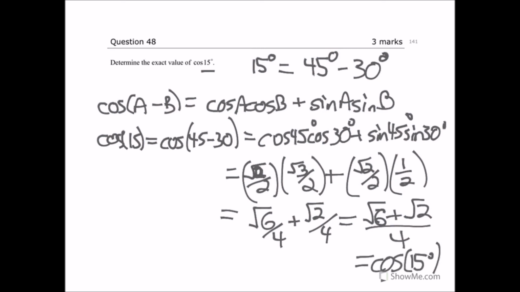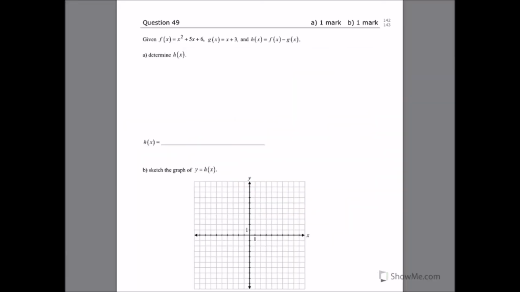Dead giveaway whenever it's 15 degrees or 105 degrees or something like that. Or, you know, pi over 12 is a good one with radians to look out for.